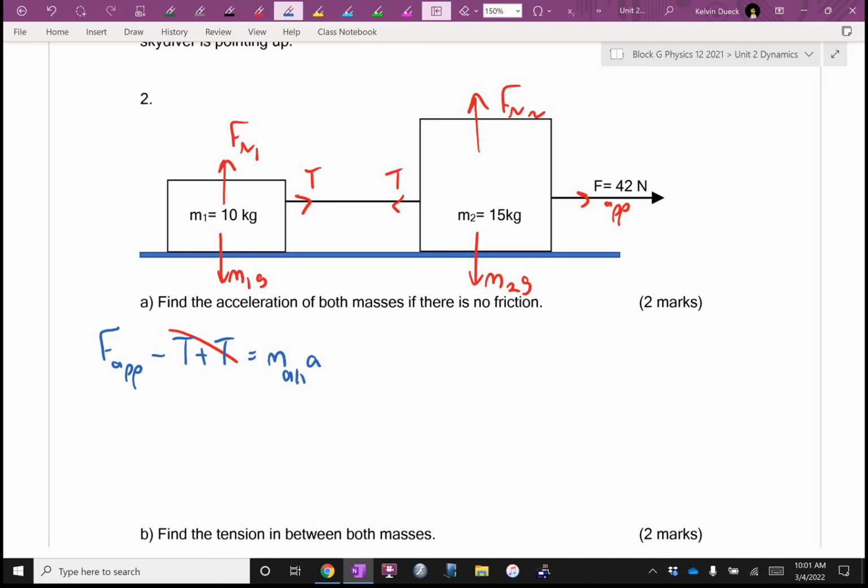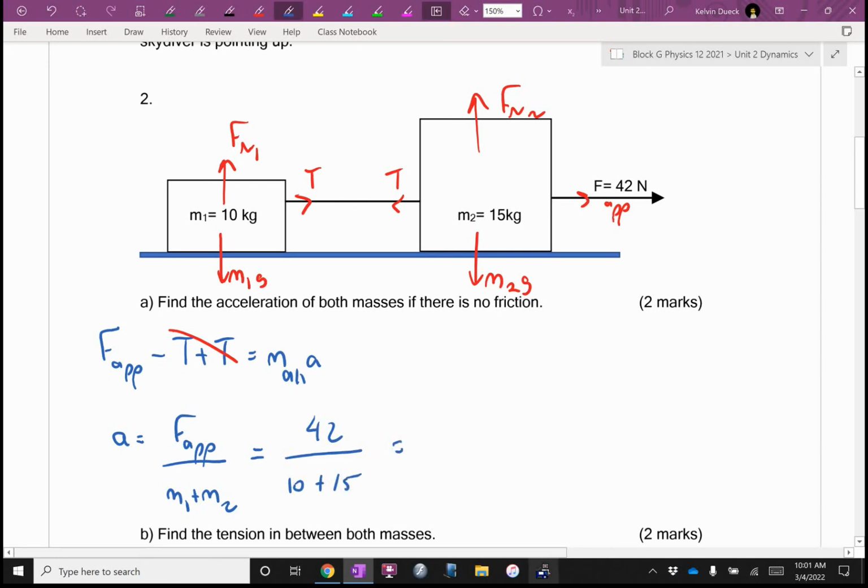Darman, how would I get the A by itself? It's going to be F applied divided by, and M all is M1 plus M2. Sloppy mistakes. Every once in a while, I see a kid put a times there. No. If you're adding up the mass, if you want the total mass, you'd add them up. So it's going to be 42 divided by 10 plus 15. It's going to be 42 divided by 25.